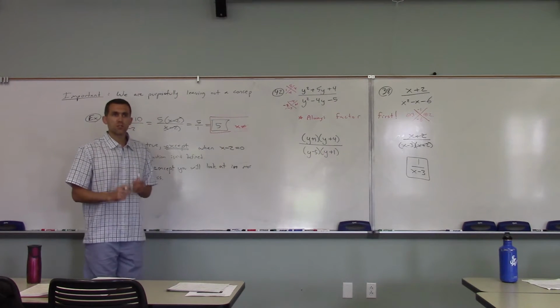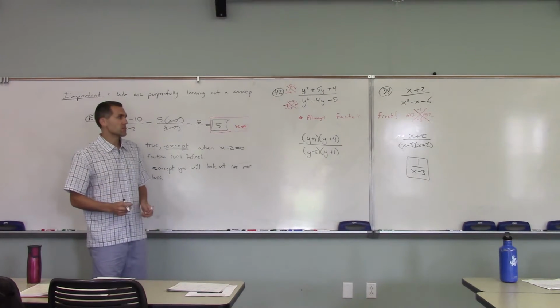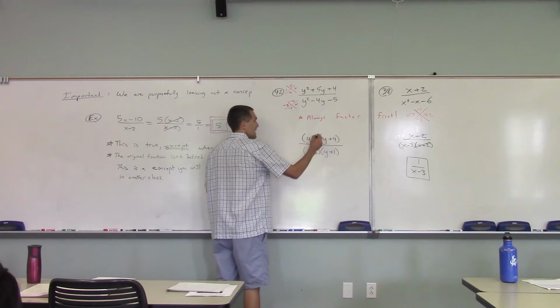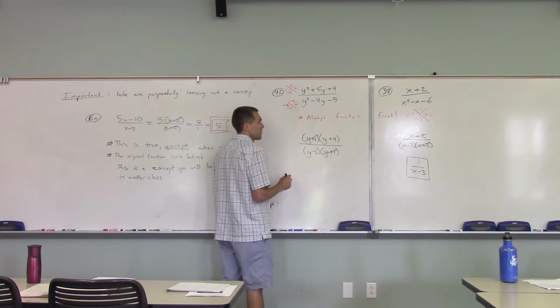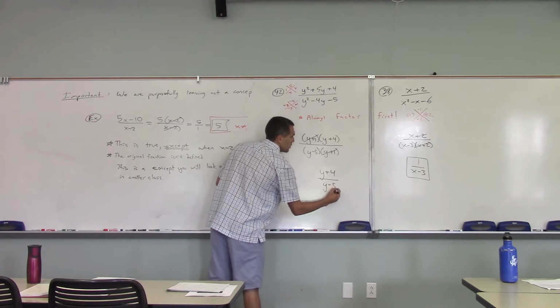Once you factor it, it's so much easier to see. So all you need to really know is factor it first. So then what do I do? Cancel the minus one. The entire y plus 1 from top cancels the entire y plus 1 from the bottom. And yep, y plus 4 over y minus 5.